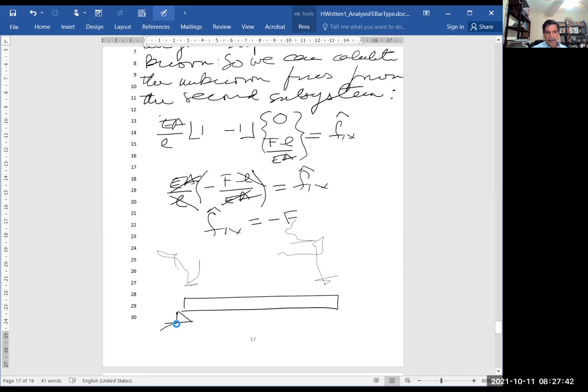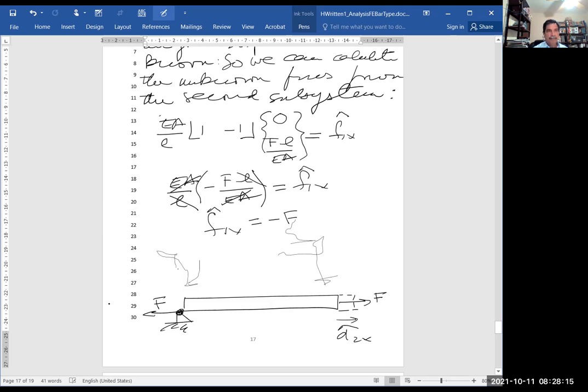As you can see, this is fixed. This is on the right. And what we have found is that this end has moved to the right. And this is what we call D2X. And this is F. And we have found that on this end, we have this force, which is pointing to the left. So the support generates the force F, which makes sense.